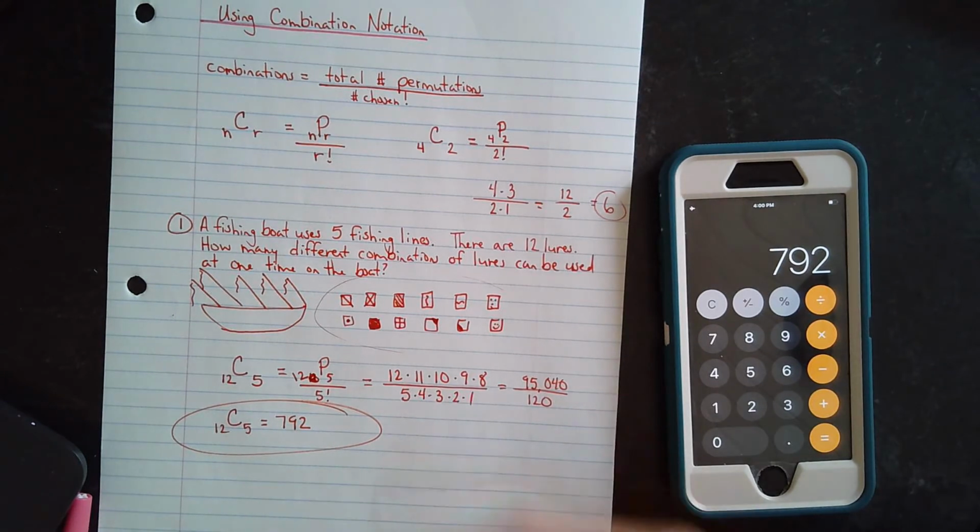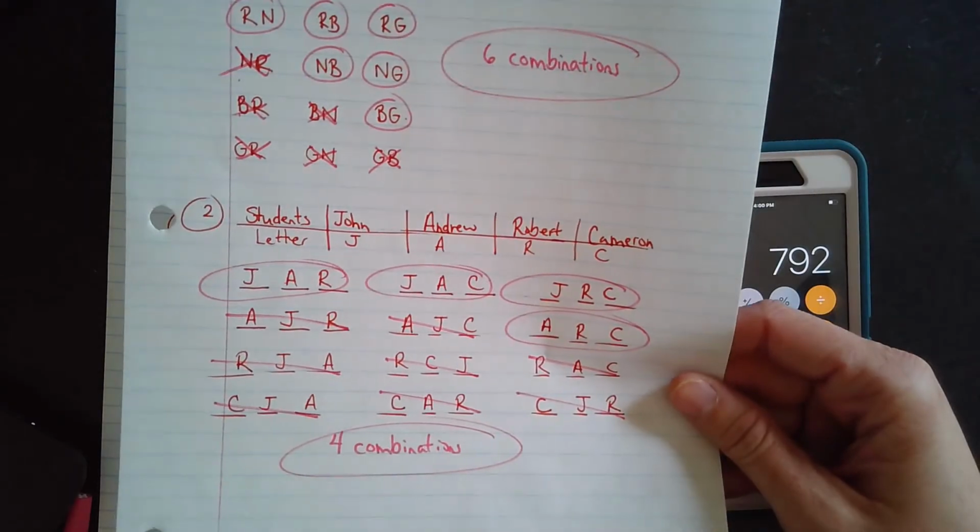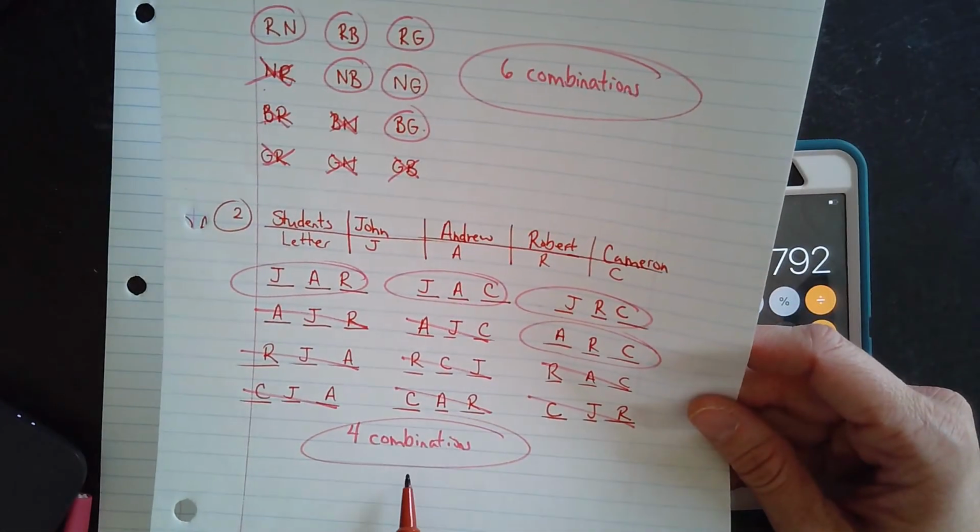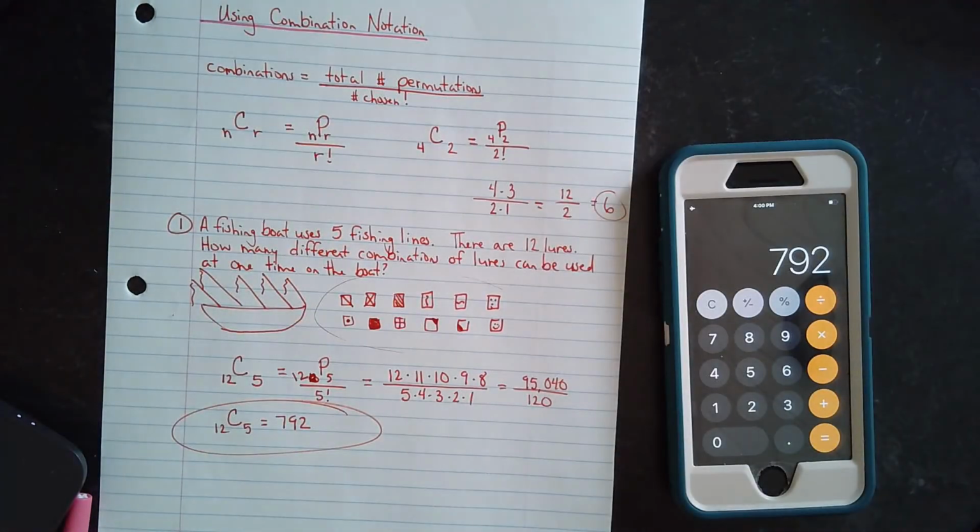So this is exactly why we use combination notation, because can you imagine if I had made you write out an organized list for all of these? And I mean, it took a lot to come up with this list that just had 4 combinations. Can you imagine what the list would look like for 792 combinations? And so that's how you use combination notation.